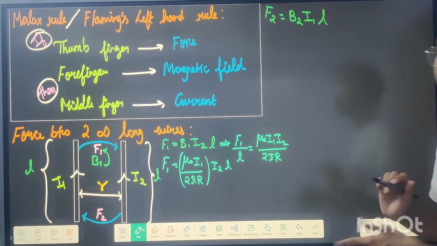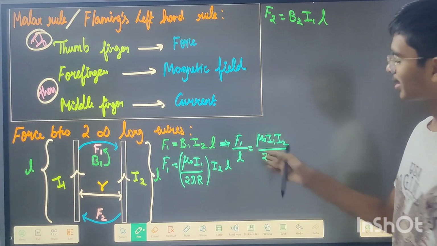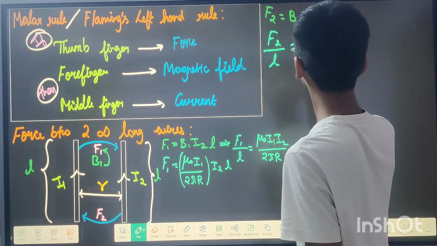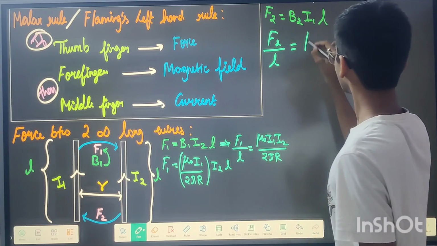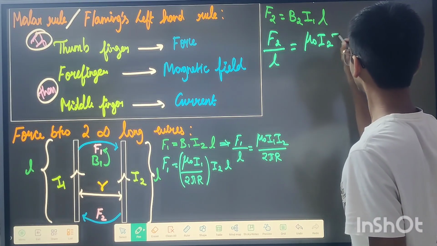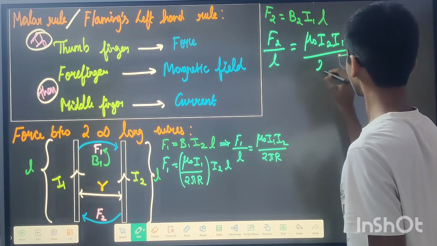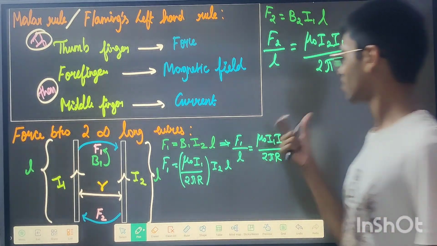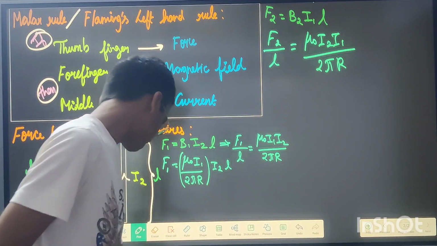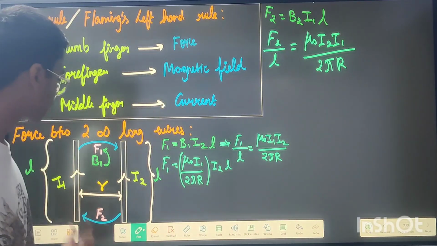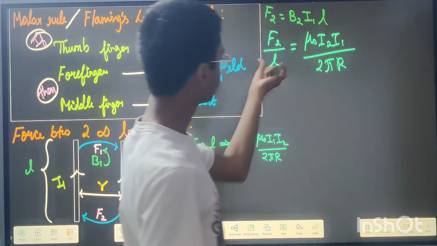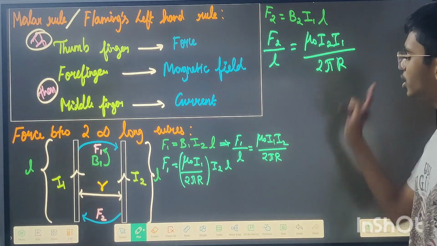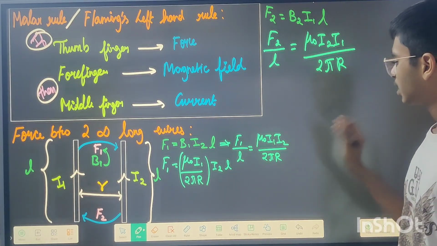So how about this? I don't want to write this again and again, so we are just going to go like that itself. F2 by L is equal to, so in place of B2 you are going to put mu naught I2 into I1 whole divided by 2 pi r. Okay, so you have got this and you have got this. Both are going to be the same. If the value of I1 and I2 is the same, and if the length of this conductor and this conductor is the same, then these two are going to be equal.